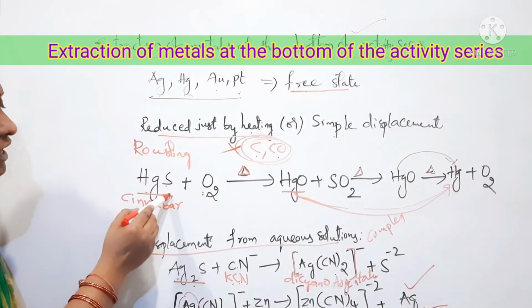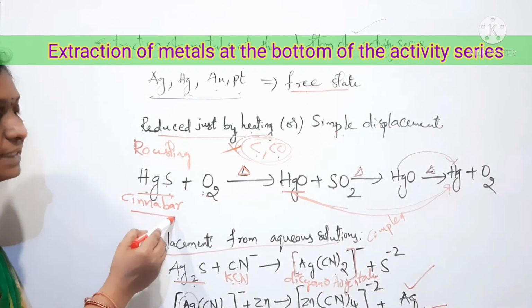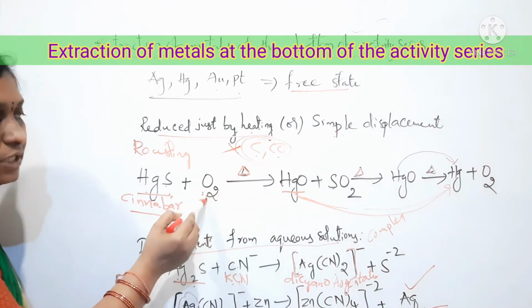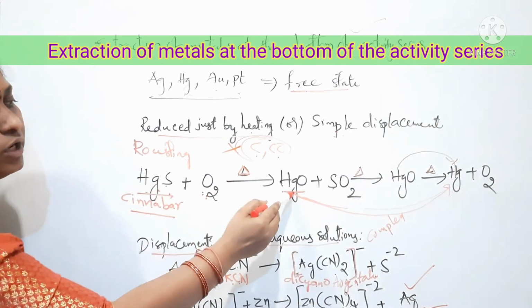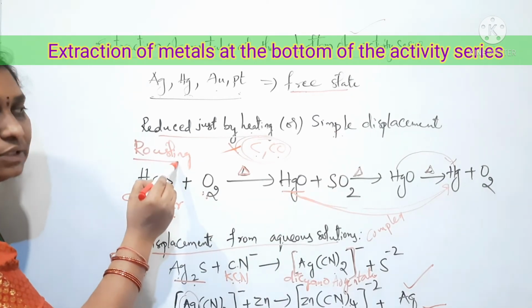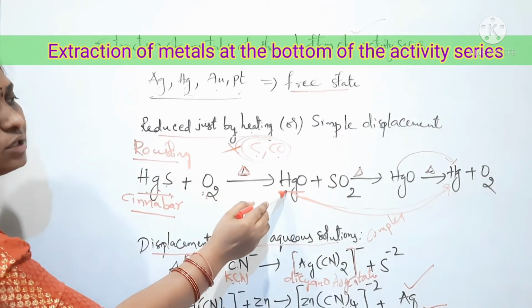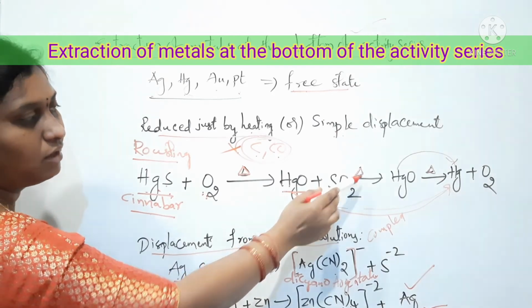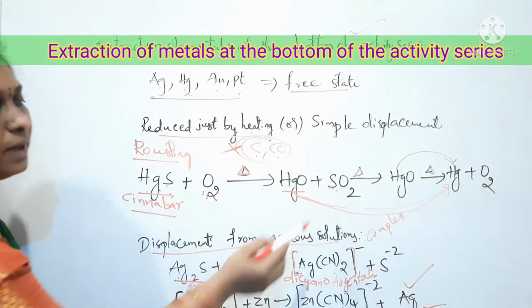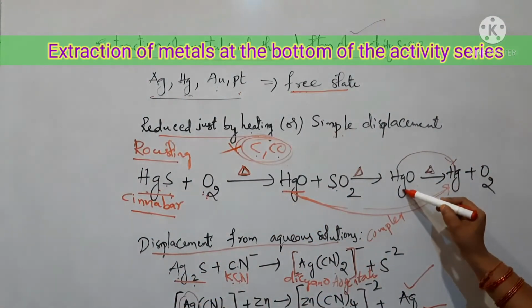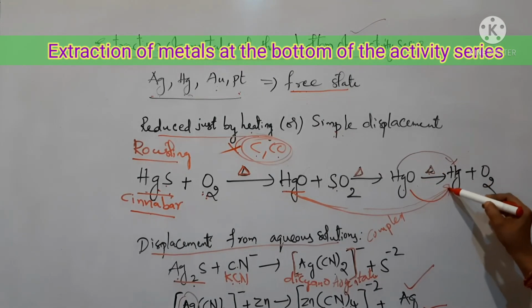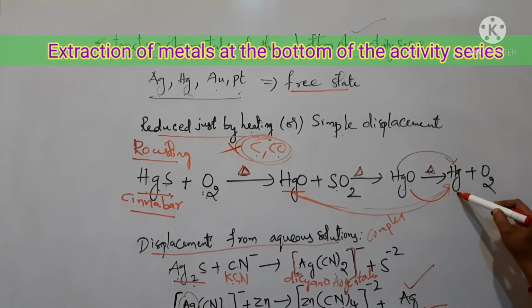For example, if you take HgS, mercuric sulfide, which is called cinnabar, it is heated in the presence of oxygen to convert the sulfide ore into oxide, which is called the roasting process. And this mercuric oxide is just heated, then sulfur dioxide is evaporated. And this mercuric oxide, by just simple heating, converts into mercury, which is crude mercury.